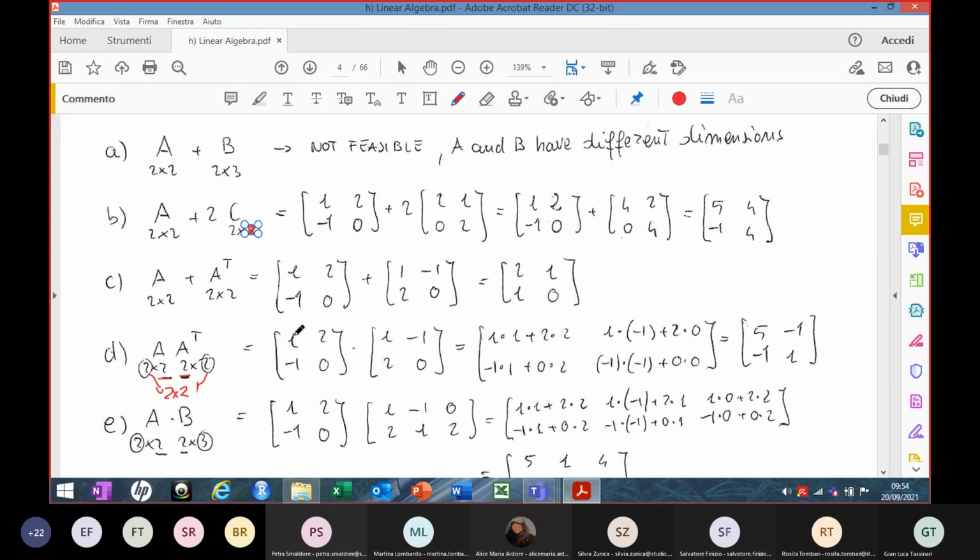How many columns? 2. So this is a vector of dimension 1 times 2, multiplied by this vector, the first column of A transpose, which is a vector 2 times 1. So this is exactly the inner product I explained before.